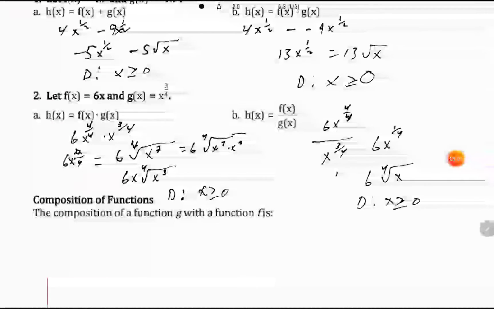And by the way, this is h of x. This is h of x. This is h of x. And that is h of x.